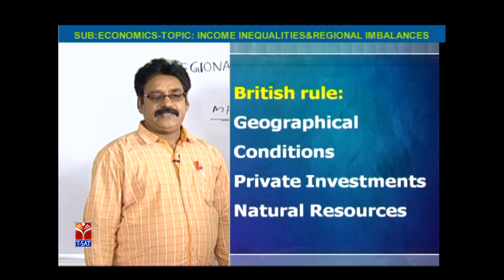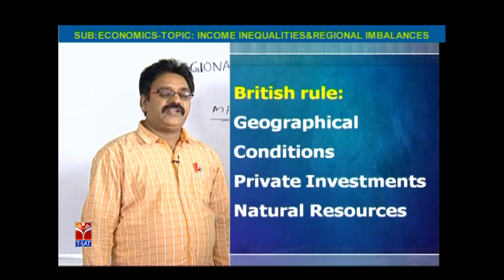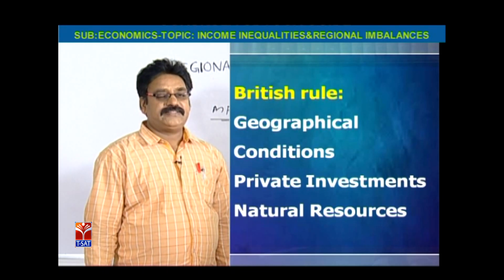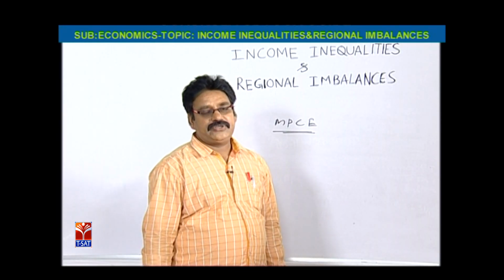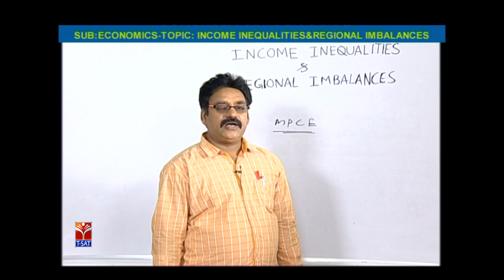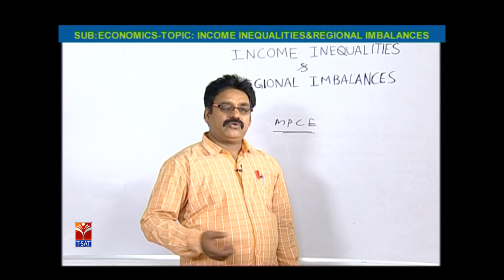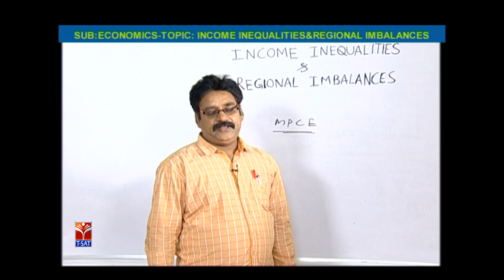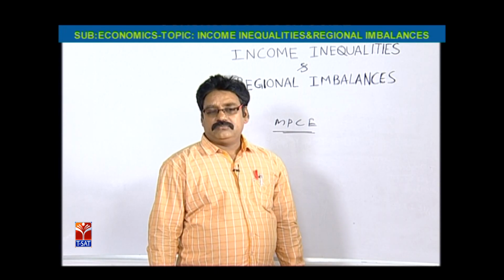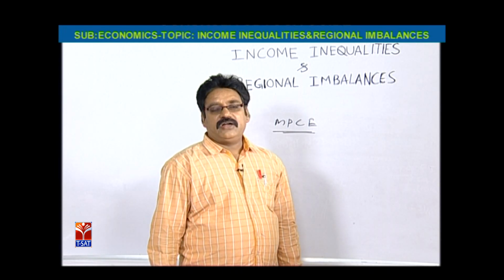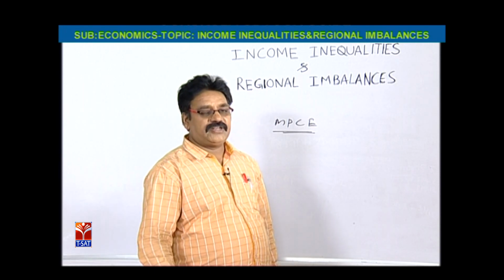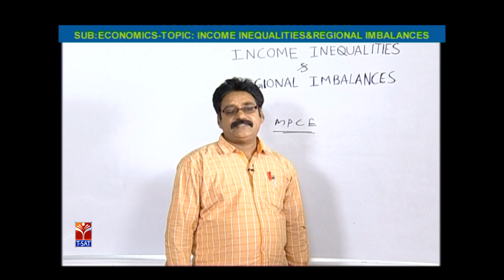Another reason is geographical condition. Geographical conditions are also one of the major causes of regional imbalances. In some hill areas, we can't do anything. For example, in the northeastern states, we cannot construct the communication system or roads properly because of the hilly situation, and the climatic conditions are not favorable for agriculture, which leads to underdevelopment. This is one of the reasons for regional imbalances.